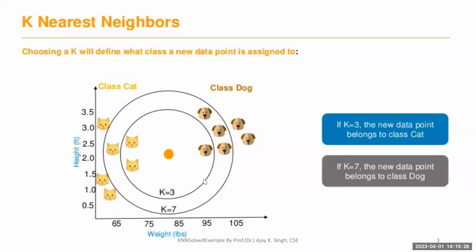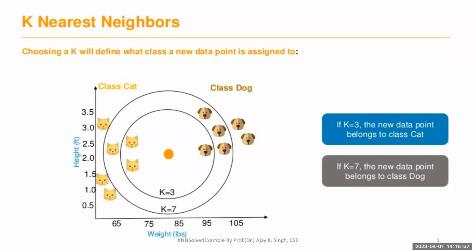Because I don't want to have a tie. Yes, very well. So we don't have a tie. That means if 2 cats are there, and assuming 2 dogs are also there, in that case I'm unable to identify whether this data point belongs to cat or dog. That's why it is preferable that every time you choose the value of K as an odd number. Fine. So here we are not taking an even number.